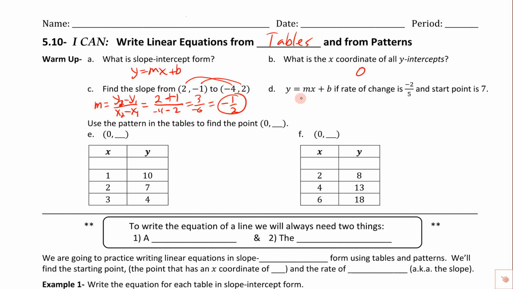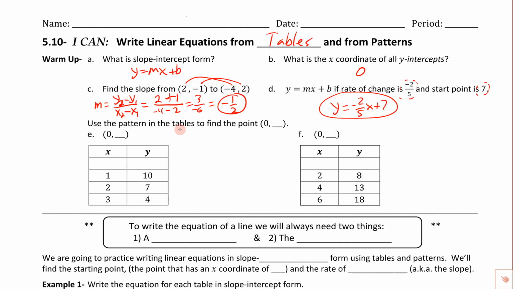Then it says y equals mx plus b if the rate of change is negative 2/5 and the starting point is 7. Remember, rate is another way to talk about slope, and starting point is another way to talk about the initial point or the y-intercept. So even though these are fancy words, they're telling us this is the slope and this is the y-intercept. We write y equals negative 2/5 x plus 7. So we've got that one taken care of.